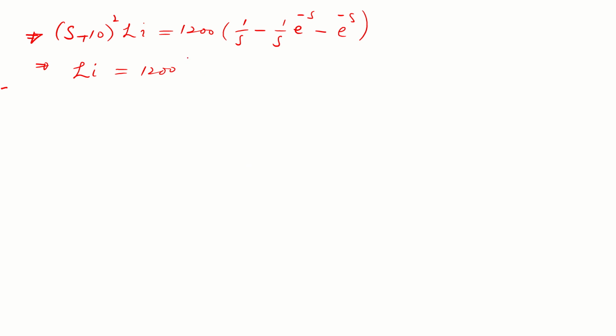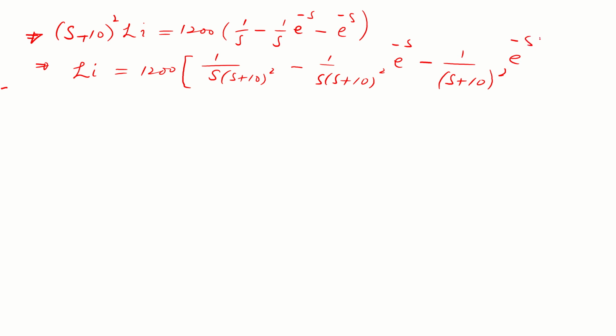1200 times 1 over s into s plus 10 squared, minus 1 over s into s plus 10 squared e to the power minus s, minus 1 over s plus 10 squared e to the power minus s. Now we can use partial fractions again here to factorize this one.